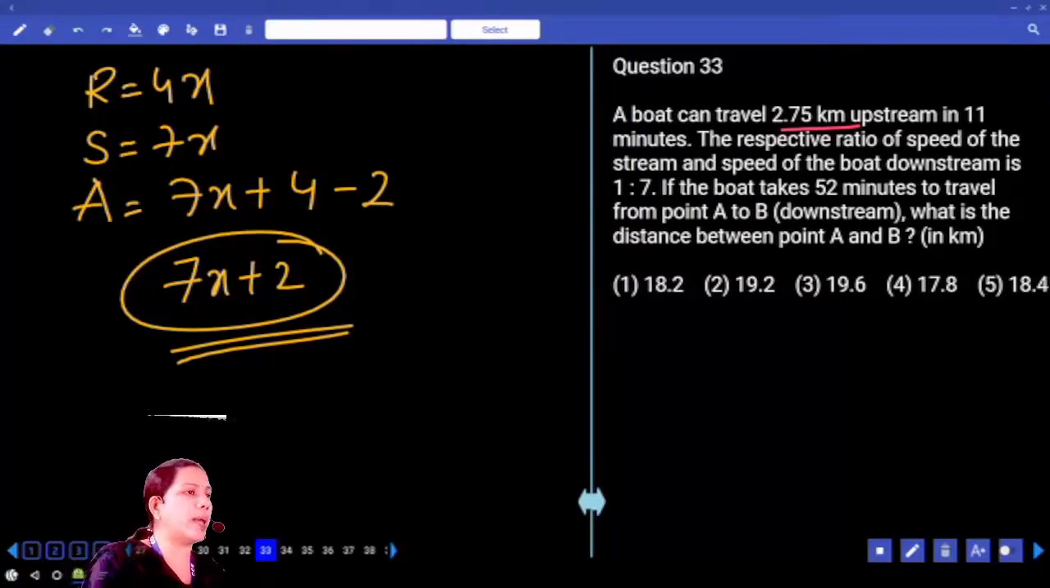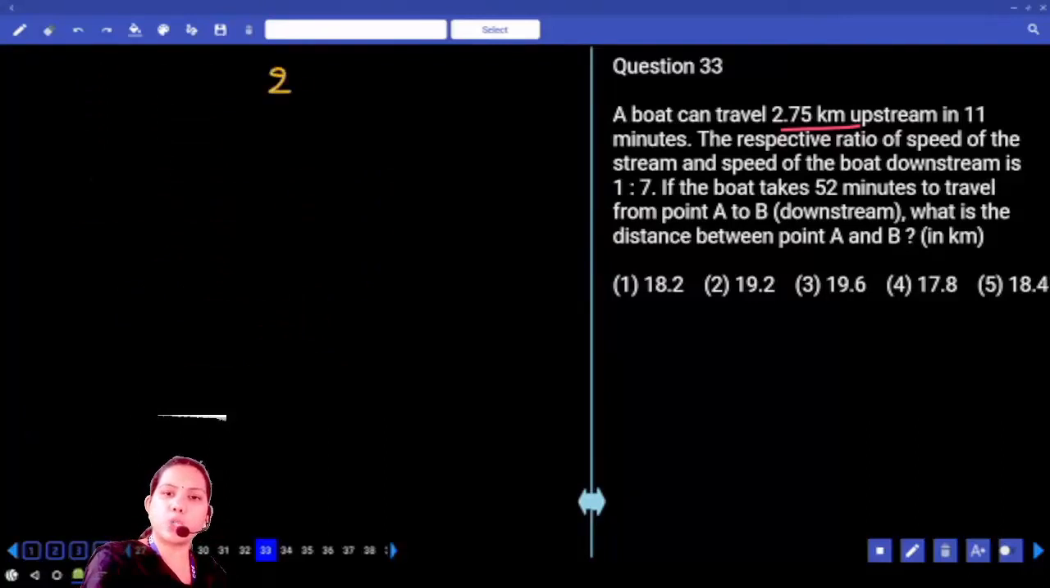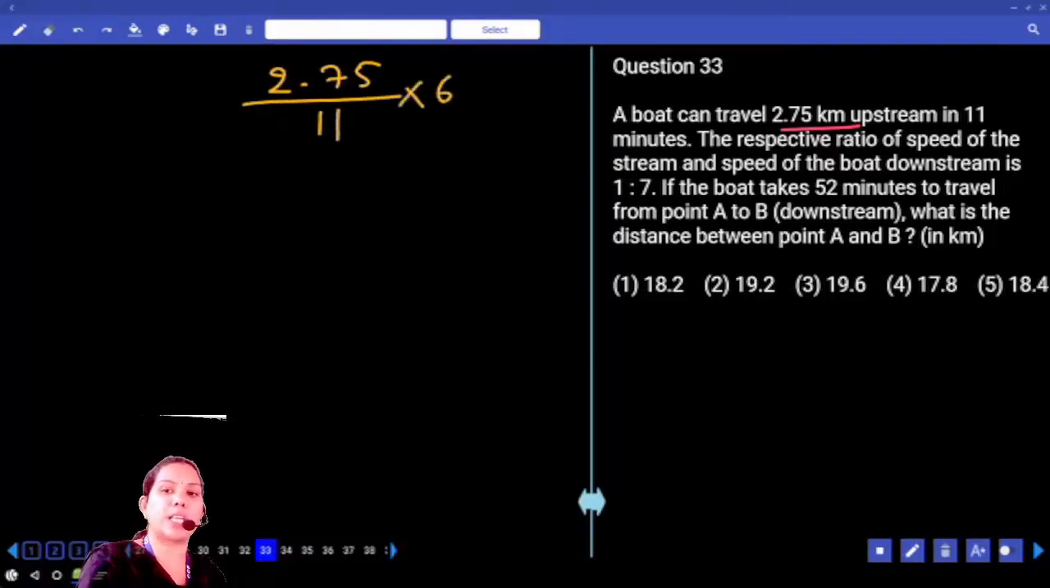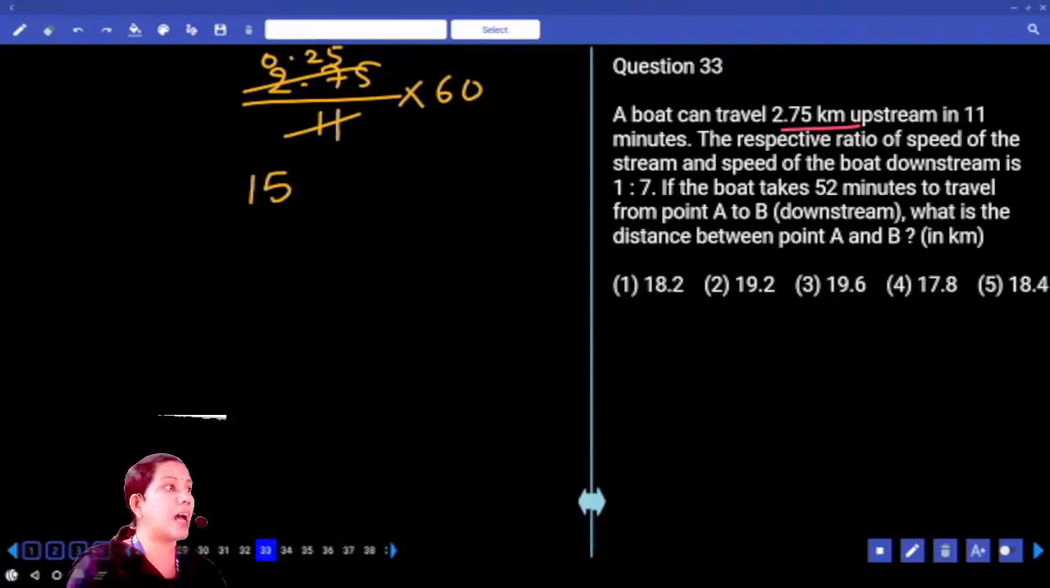So what is the speed formula? Distance divided by time. 2.75 kilometers upstream in how many minutes? 11 minutes. Minutes to hours conversion is divided by 60. 11 over 60 is exactly 0.25, 0.25 means 1/4. 1/4 of 60 is equal to 15. So the upstream speed is 15.